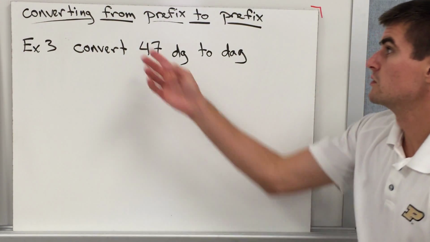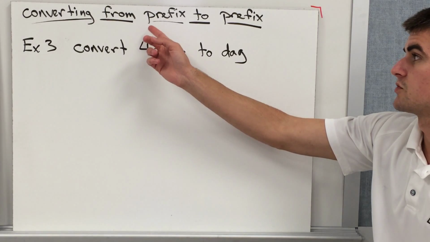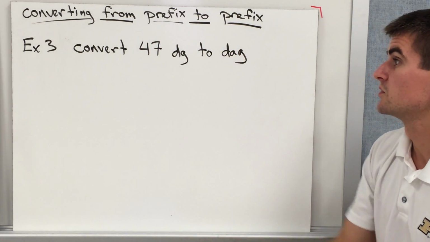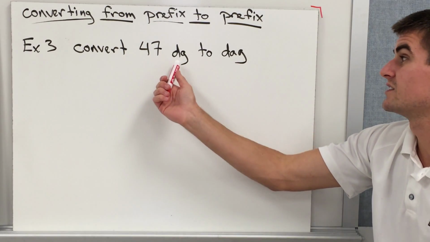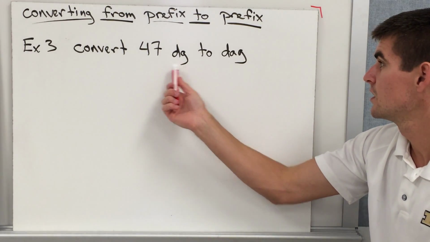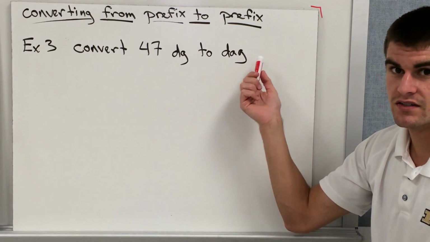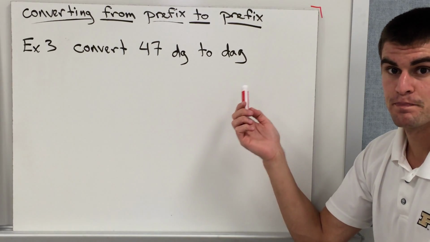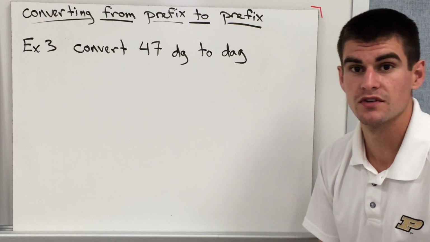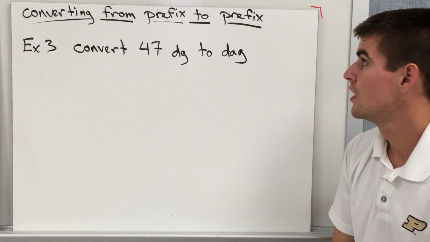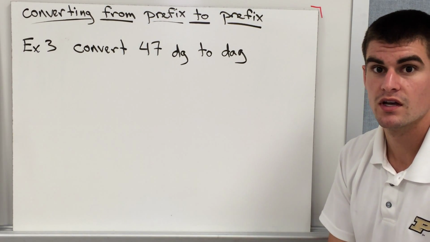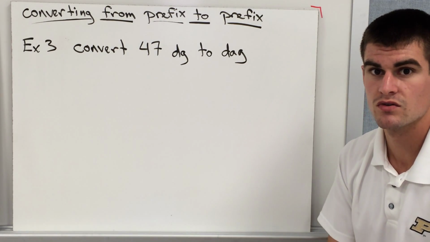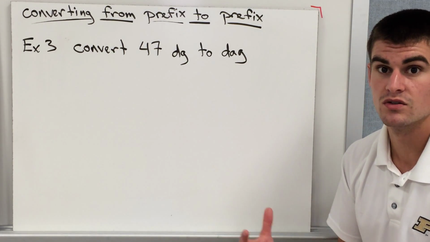On the next board, a little different. Now we're converting prefix to prefix. If we look at our example, convert 47 decigrams to dags. Well, that's decagrams, so 2 prefixes. This time, the only difference from the way I showed you is that this is a 2-step problem. And again, there are other ways to do this, but I think the easiest way is to do it in 2 steps.